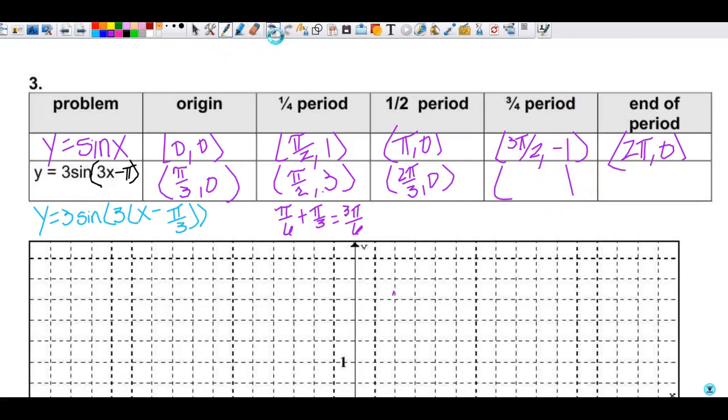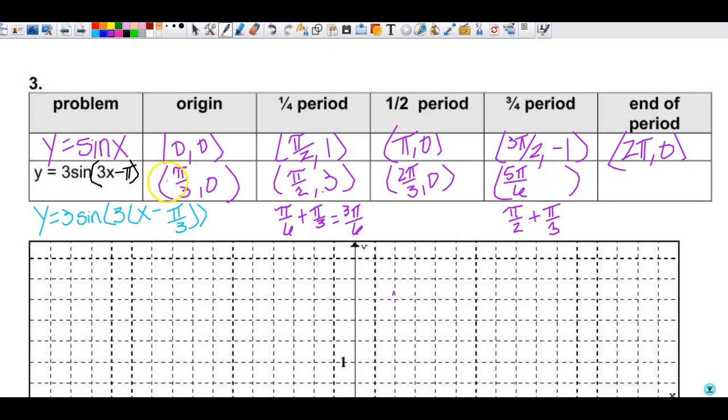Then I get 3 pi halves. I'm going to divide it by 3, same as multiplying by 1/3. So that gives me 3 pi sixths, and 3 pi sixths is pi halves. I'll take pi halves and add pi thirds to it. My common denominator would be 6, so that would be 3 pi sixths plus 2 pi sixths, which gives me 5 pi sixths.